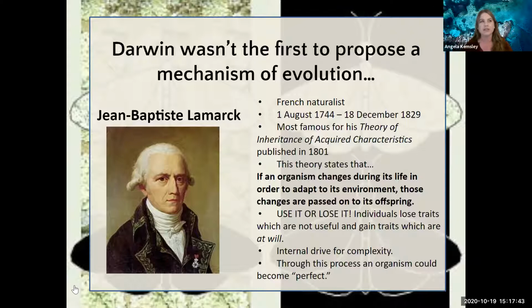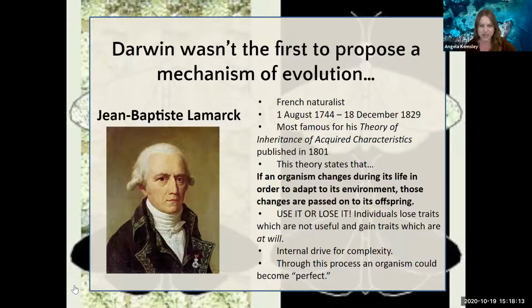One of the first most prevalent ideas was from a man named Jean-Baptiste Lamarck. He was a French naturalist from the mid 1700s to the early 1800s. He was most famous for his theory of inheritance of acquired characteristics, which he published in 1801. This idea stated that if an organism changes during its life in order to adapt to its environment, those changes are passed on to its offspring.